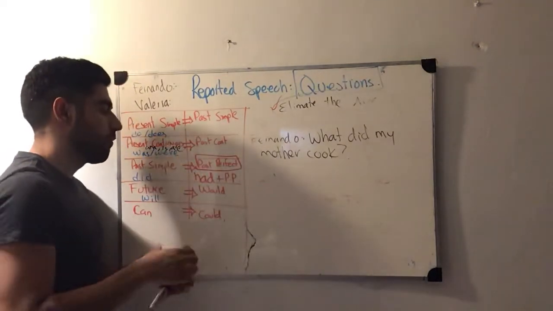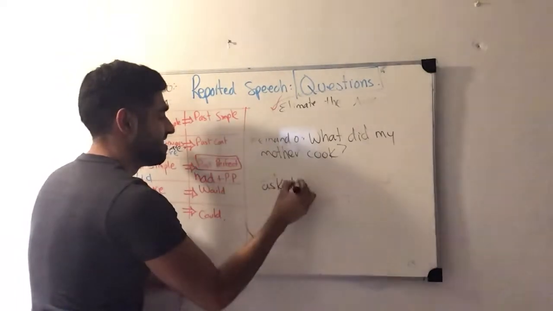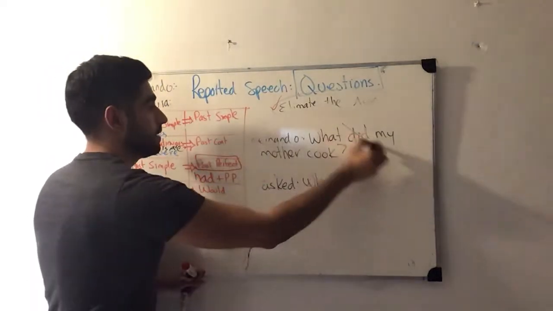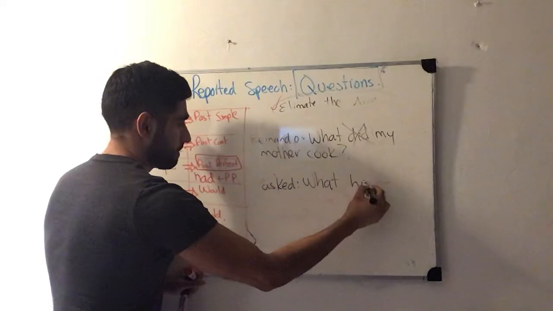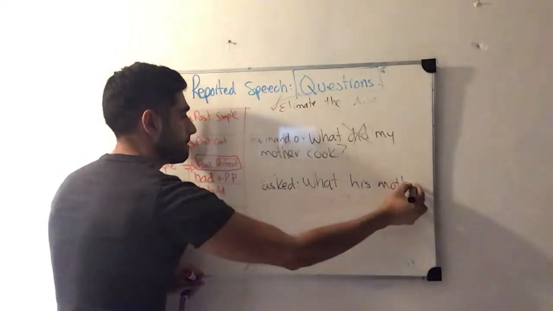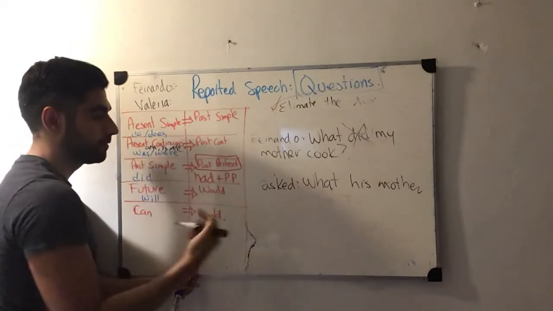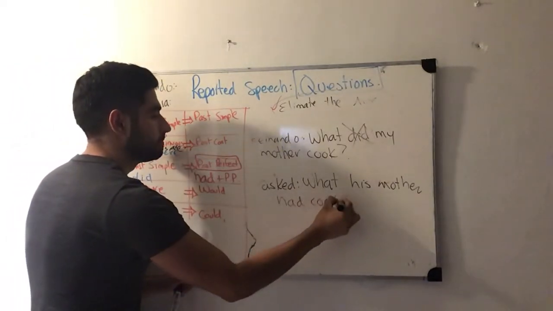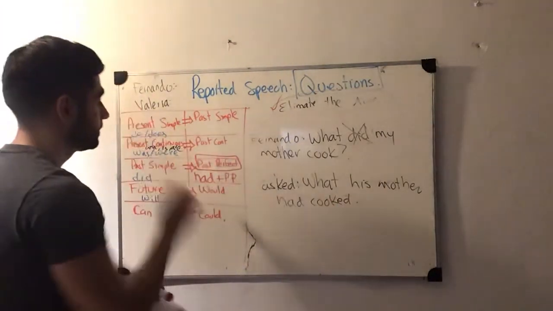So in this case will be Fernando asked what, we eliminate the auxiliary, what his mother cook is the verb, we have to change it into the past perfect way, what his mother had cooked. Yes, simple as that. Second and last example of that one.